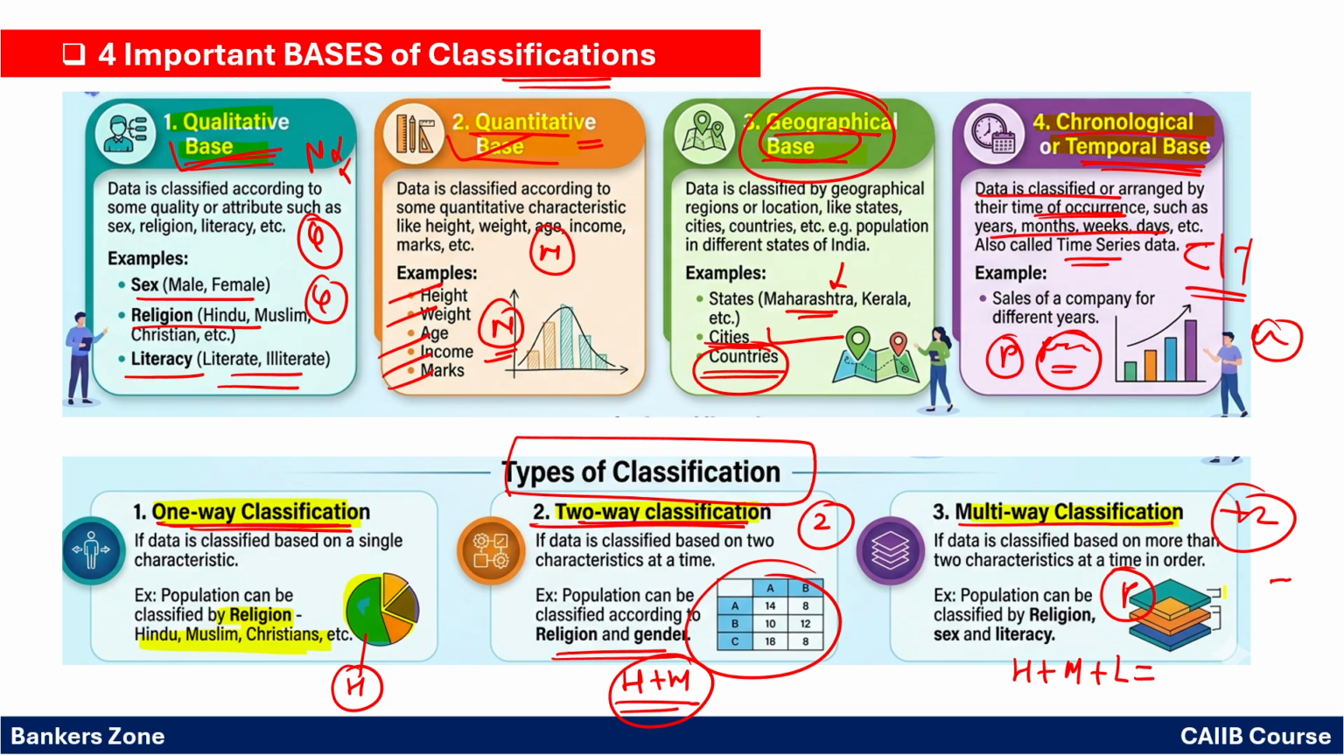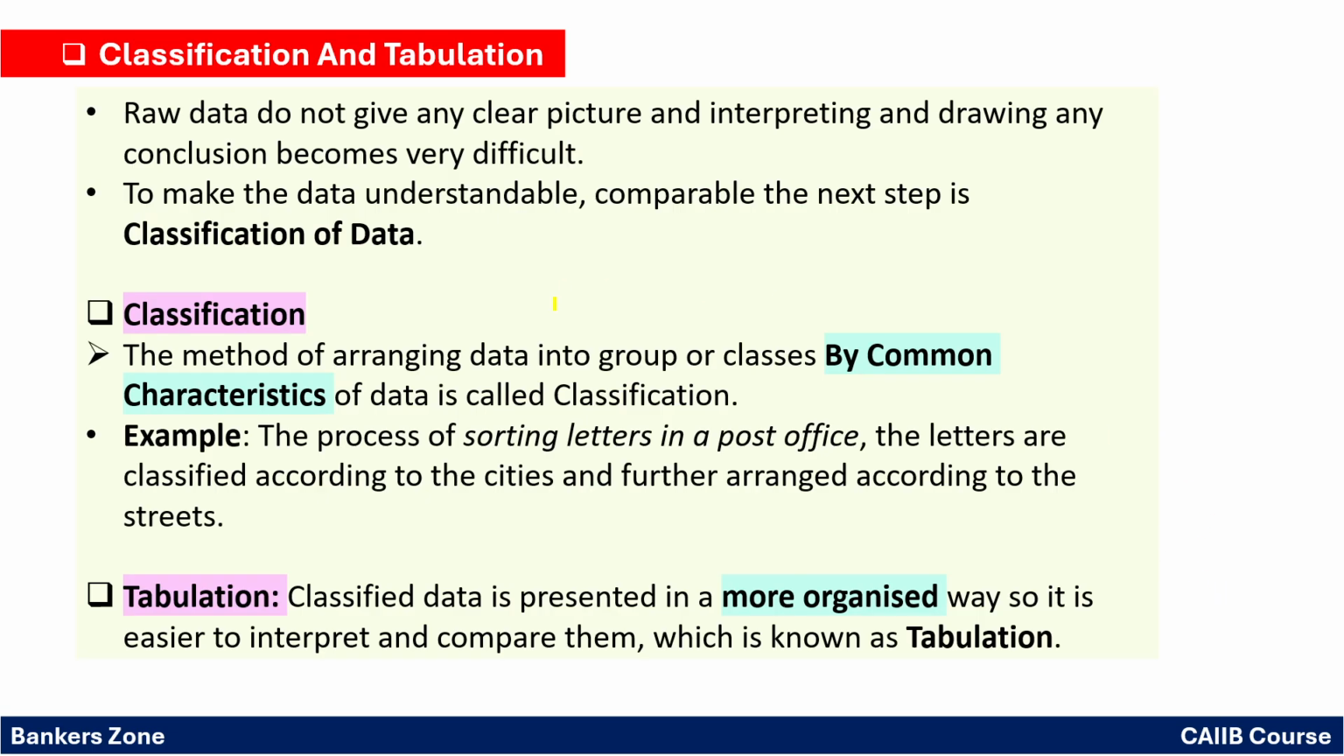Very simple. Now see, we have already learned what classification is. Raw data does not give any clear picture and it is very difficult to draw a conclusion from raw data. That's why we need classification and tabulation. What is classification? Based on some common characteristics, we classify the data. We make the groups, we make the classes. For example, sorting of letters in a post office. What is tabulation? Simply representing data in a more organized way to get a clear picture and make it easier for interpretation. Classification means we make the groups, and after that, tabulation means we prepare the table so that it is easy to understand.